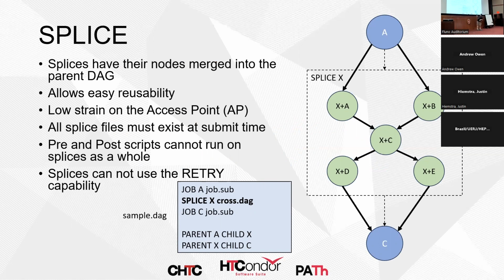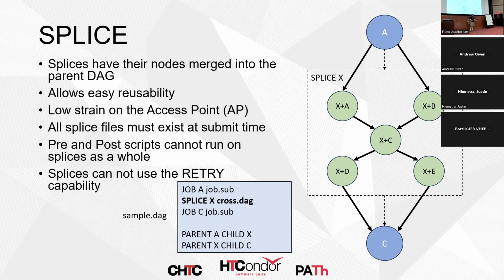So here we have splice X. And in the simple sample DAG there, you see we just have job A, splice X, in a simple line parent dependency. But what happens is once we get all the splice nodes in there, we actually have this X in the middle. And the dependencies will go A to the first two parentless nodes, and then go through its DAG progress, and then its childless nodes will go straight to C.